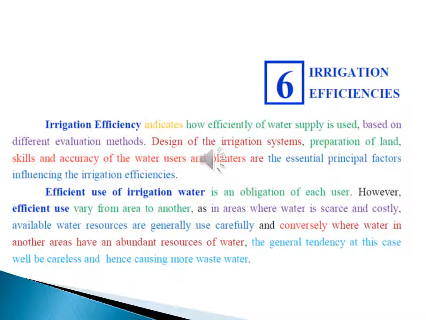My dear, irrigation efficiency is our sixth subject. It indicates how efficiently the water supply is used, based on different evaluation methods. Design of the irrigation system, preparation of land, and skills and accuracy of the water users and the planters are the essential principal factors influencing the irrigation efficiency.